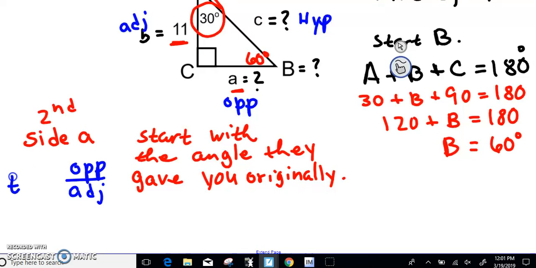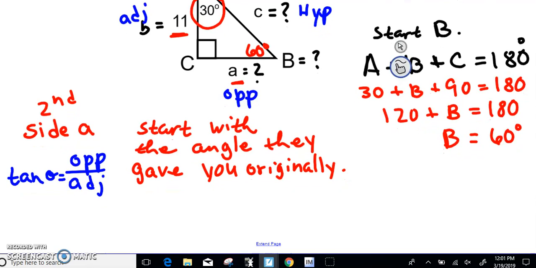Ding, ding, ding. It is tangent. All right. So all we're going to do now is fill stuff in, and we're going to solve it for that missing side. So we know the angle is 30 degrees. That's where you're circled right here. That's 30 degrees. The opposite side is A, and the adjacent side is 11.